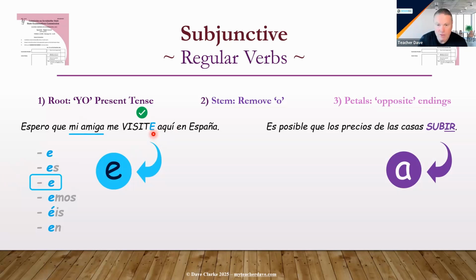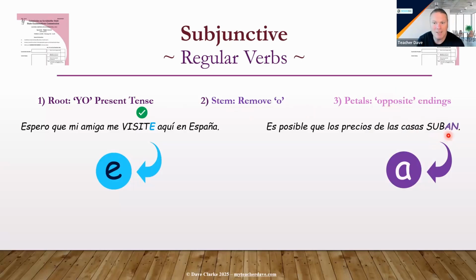Muy bien. Moving on then to the other sentence we have here. We know that our very first job is to start with the verb in the normal yo part in the present tense. And for the verb subir, that's subo. I go up, but that's no use to us. We need to continue on. So for step 2, we need to take away that O. And then we need to put in our opposite ending here for this verb.